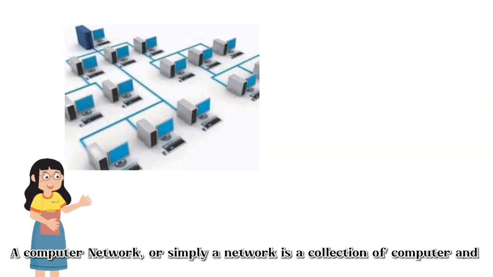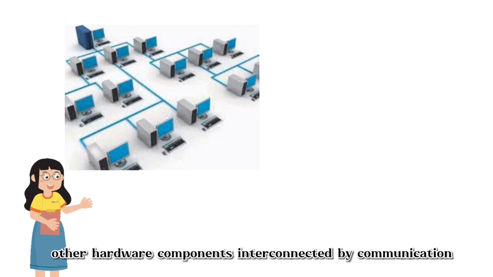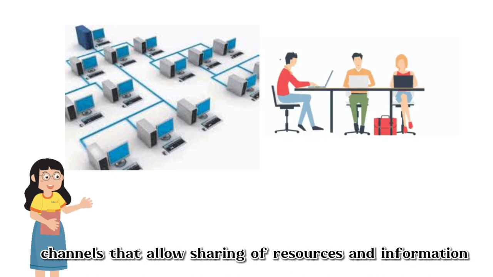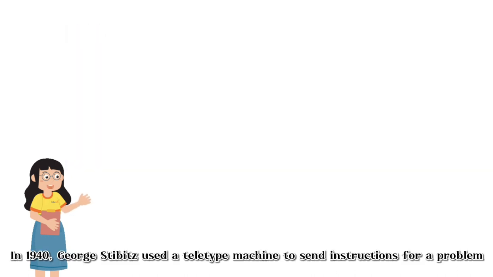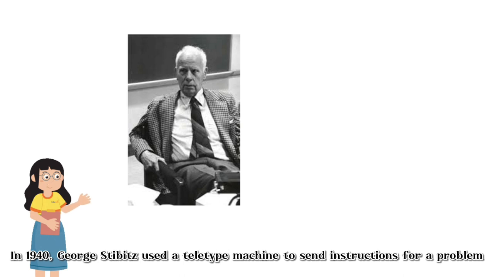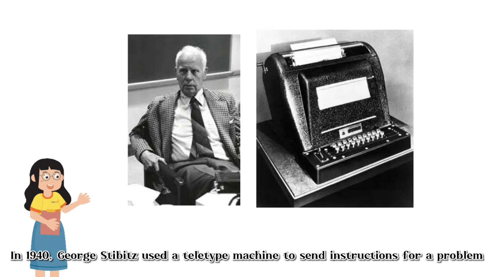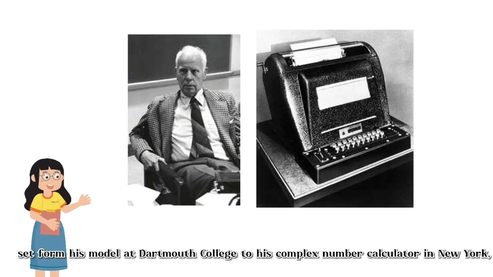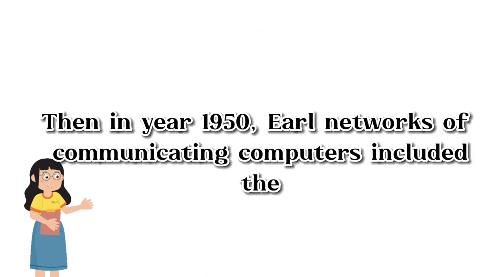A computer network, or simply a network, is a collection of computers and other hardware components interconnected by communication channels that allow sharing of resources and information. In 1940, George Stibitz used a teletype machine to send instructions for a problem set from his model at Dartmouth College to his complex number calculator in New York.